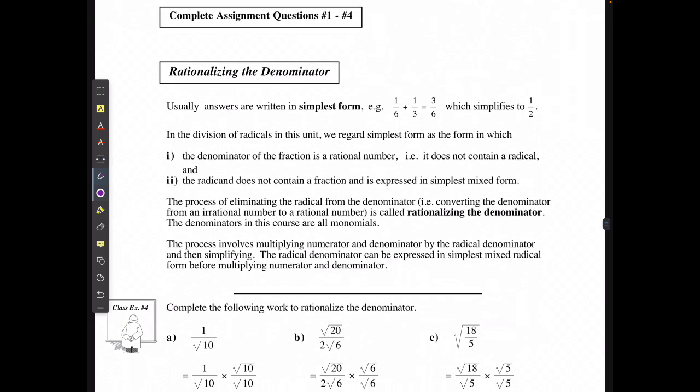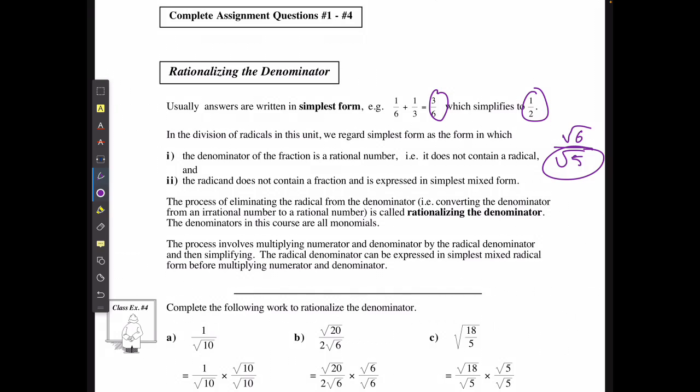Now, I have to do a process called rationalizing the denominator. Usually answers are written in their simplest form, meaning that if I can simplify the top and the bottom, then I'm going to divide out the common factor. When we're talking about rationalizing a denominator, it means that the denominator cannot have a radical in it. So I don't want anything like root 6 over root 5. That root 5 needs to disappear.